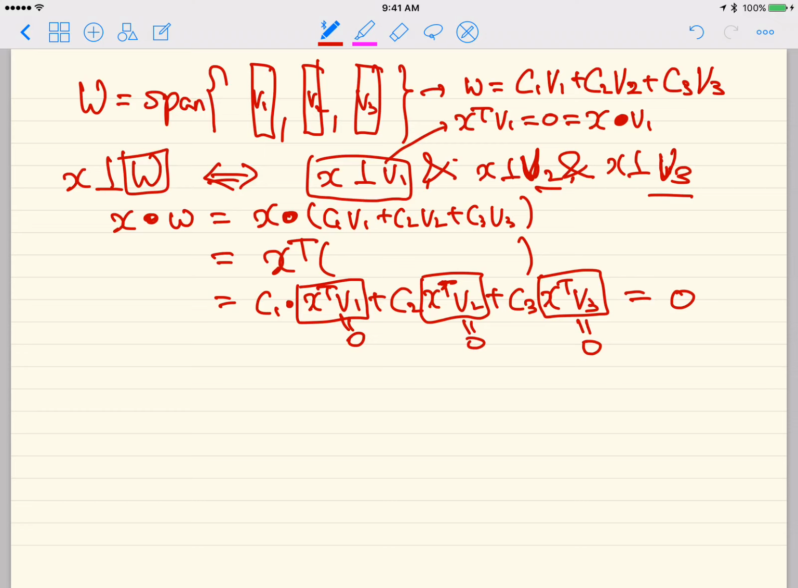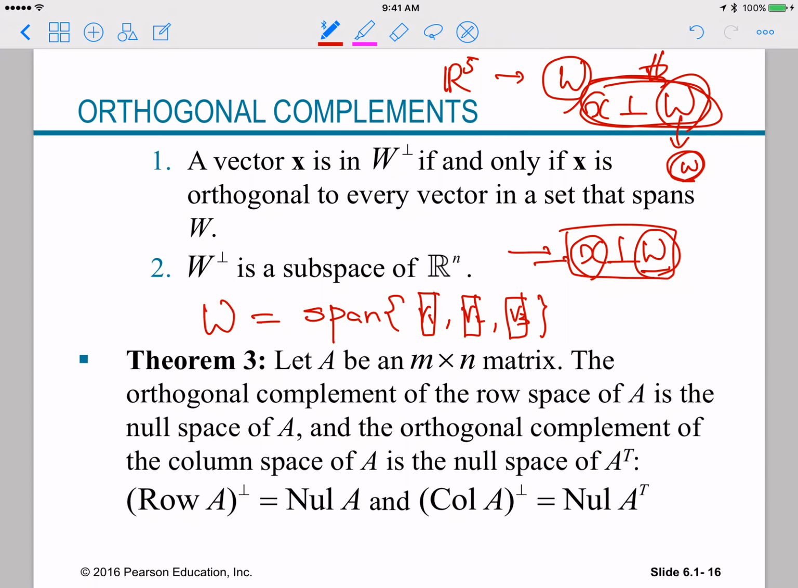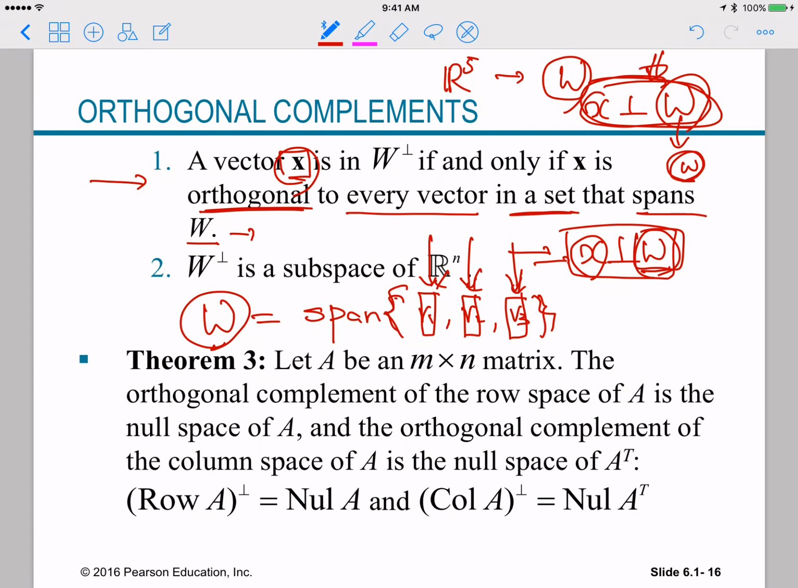So basically, if you can show your vector x is orthogonal to those basis vectors that span your subspace, that's sufficient for x to be orthogonal to any vector in the subspace W. So a vector x is orthogonal to W if and only if x is orthogonal to every vector in a set that spans W. If W is the span of v1, v2, v3, and x is orthogonal to each of these three vectors, then x is orthogonal to your subspace.